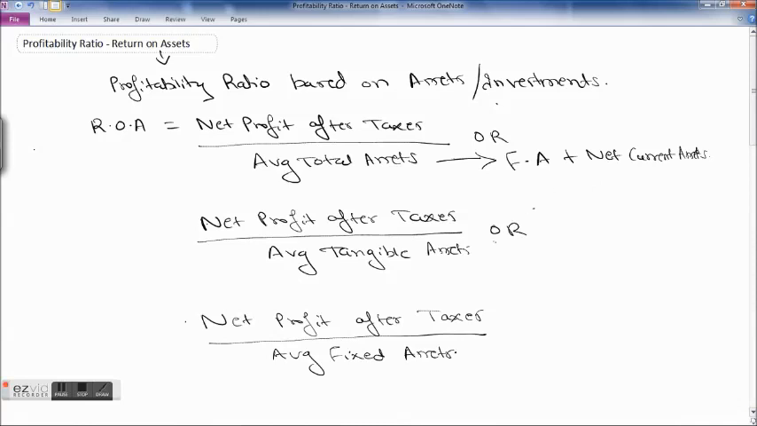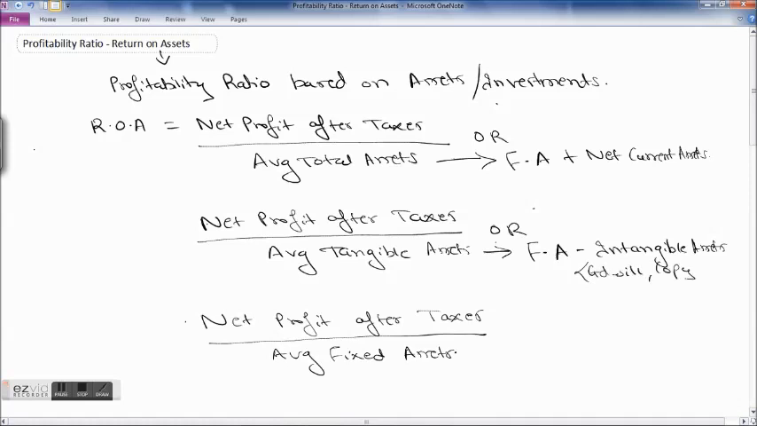Now what is the average tangible asset? Average tangible asset means total fixed assets minus intangible asset. Now what is the intangible asset? Intangible assets means goodwill, copyright, patents, etc., which cannot be felt by touch. Then net profit after tax divided by average fixed assets. Here average fixed assets means all the fixed assets or the capital assets of the business, that includes both tangible and intangible asset.